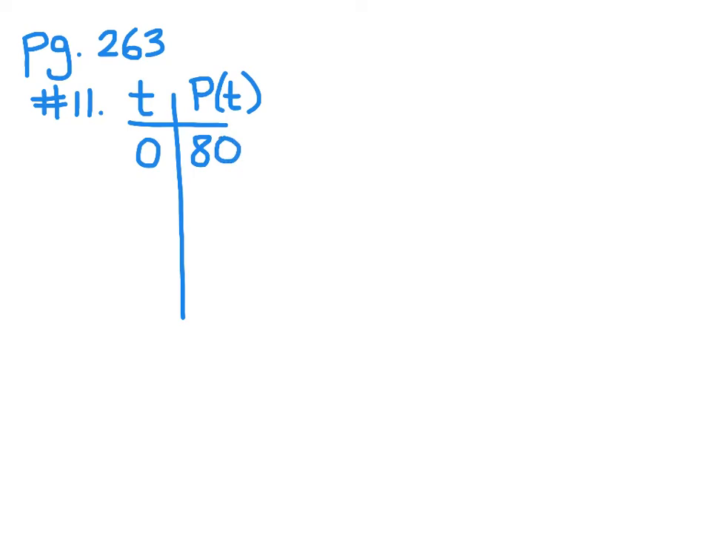So on page 263, number 11, it says a population of yeast cells can double in as little as 1 hour. Assume an initial population of 80 cells. Okay, so we have total population in terms of time. At time 0, this sentence says there are 80 cells. And it also says that it can double in as little as 1 hour. So every hour, this is going to double.